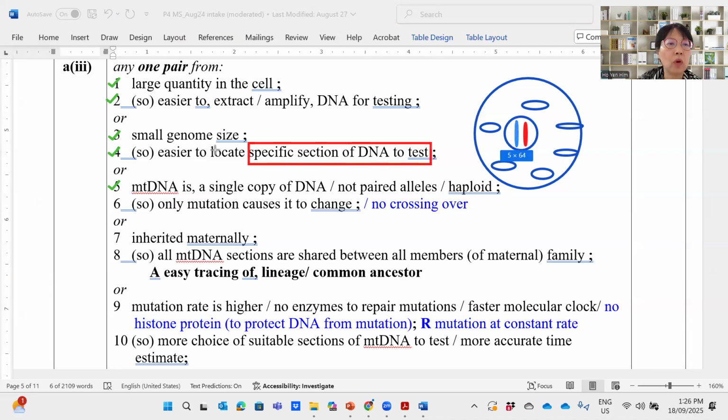Whereas in the mitochondria, we only have circular DNA and nothing else. The main chromosome is circular DNA, ignoring the plasmid. Plasmid can be a few copies. The main chromosome is only one. So it is a single copy of the DNA here, meaning that there are no paired alleles. It exists in a haploid state.